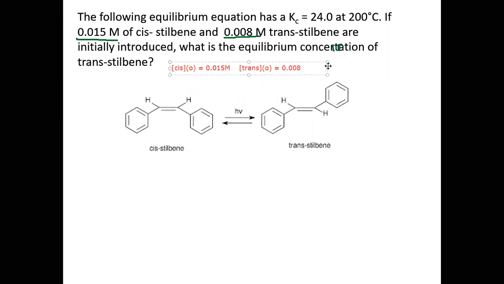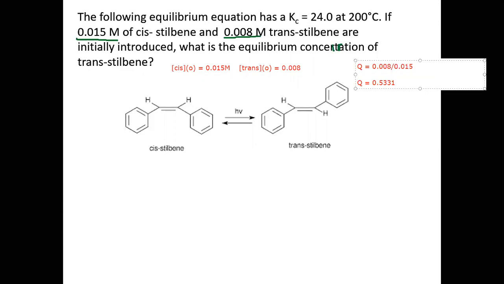So the first thing we need to do is determine which way the reaction will shift to reestablish equilibrium. So we have to calculate the Q of these initial concentrations. Q again is products over reactants. Here the trans-stilbene is the product, and cis-stilbene is the reactant. If Q is greater than K or less than K, it's going to shift one way or the other. When we do this, we get 0.5331. So since Q is less than K, it's going to shift to make products.